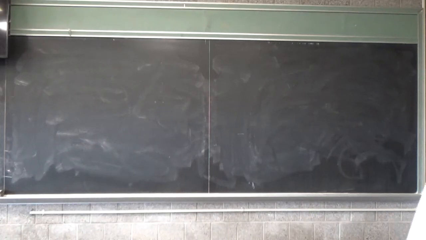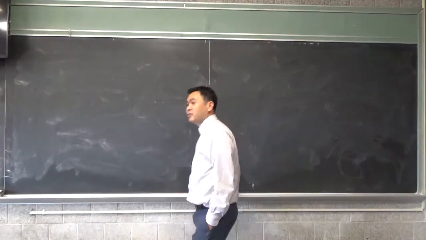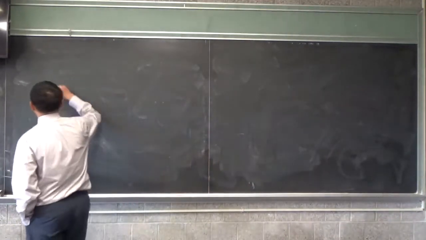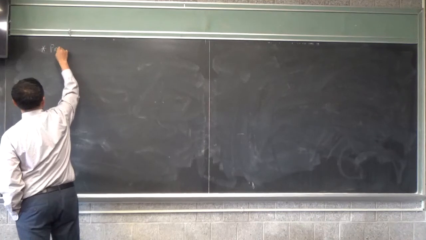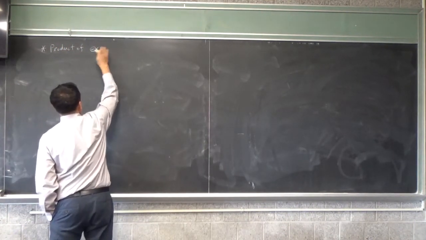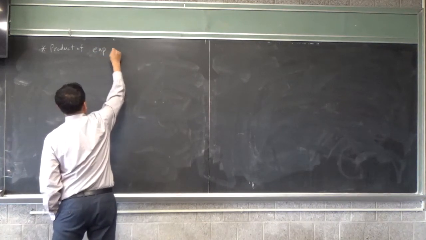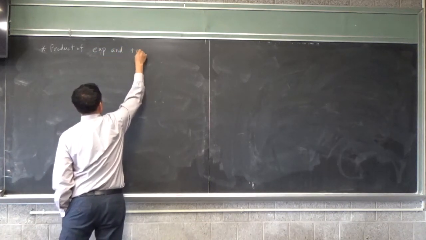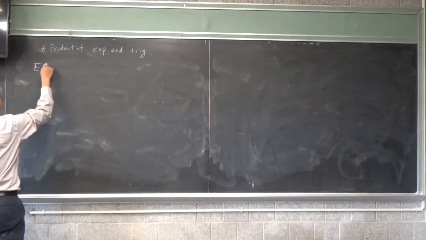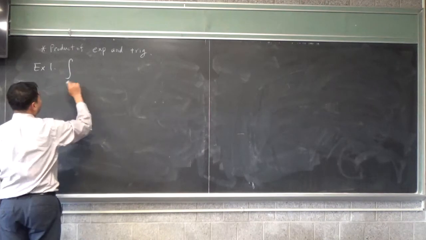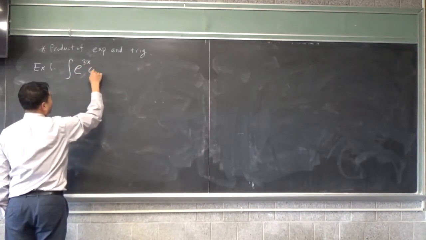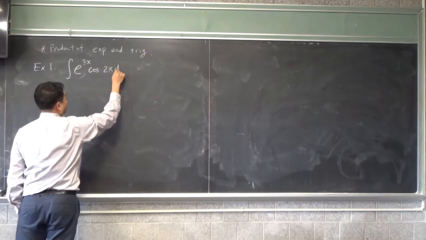Okay, perhaps the hardest kind of integration by parts question is when you have a product of exponential and trig. So let me show it by example. Example 1: the integral of, say, e to the 3x times cosine 2x dx.